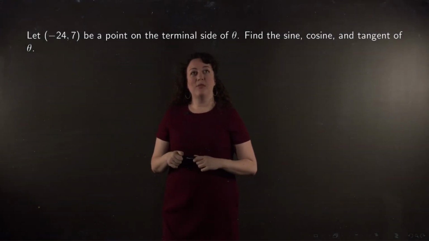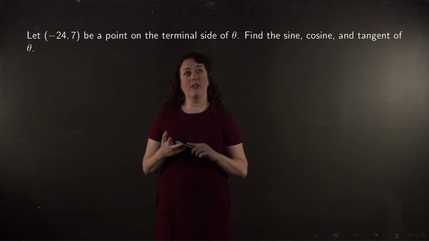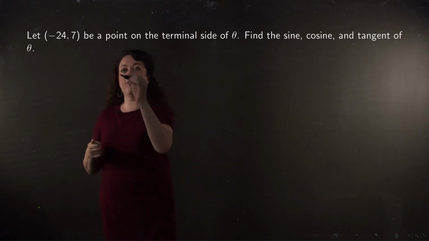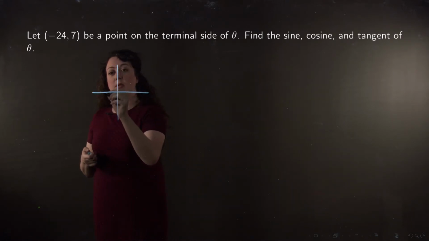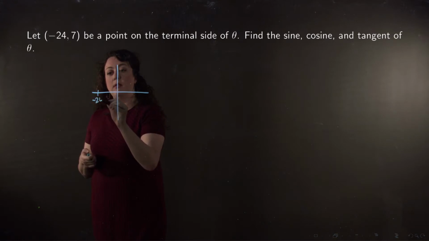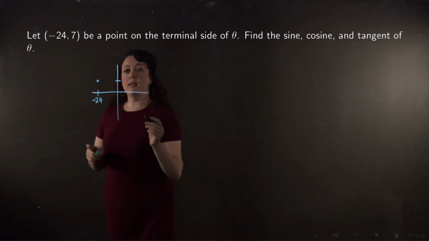Let negative 24, 7 be the point on the terminal side of our angle. They want us to find the sine, cosine, and tangent of the angle that we're looking at. So let's figure out where negative 24, 7 falls in our graph. Negative 24, 7 means we're going negative 24, up 7. So our point is over here in the second quadrant. Okay, so that's the point on our graph.